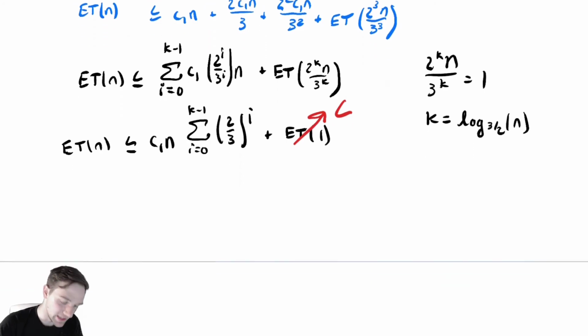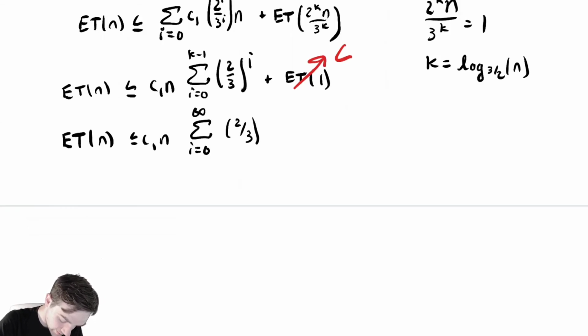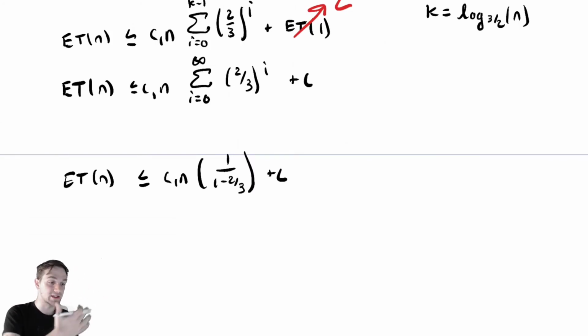Now, to bound that summation, we are going to do E[T(n)] is less than or equal to c1n. We bound a finite geometric summation with an infinite geometric series. We have (2/3) to the i plus c. That summation has a nice convergence of E[T(n)] is less than or equal to c1n times 1 over 1 minus 2/3 plus c. And now this hopefully is clearly in big O of n.